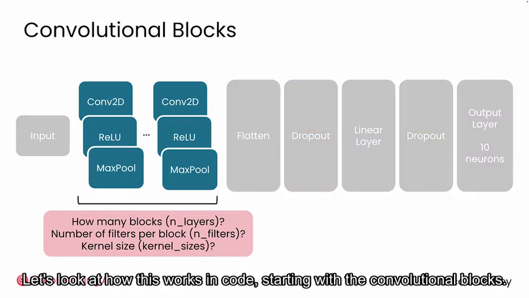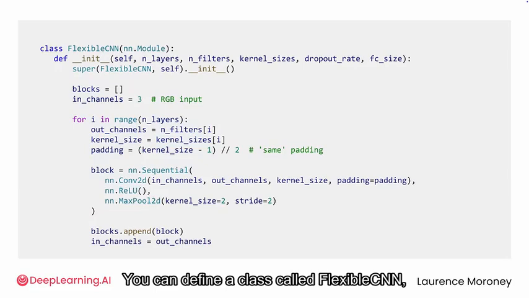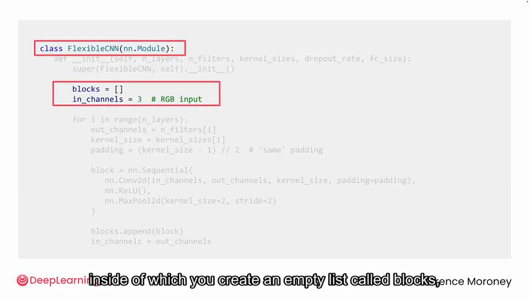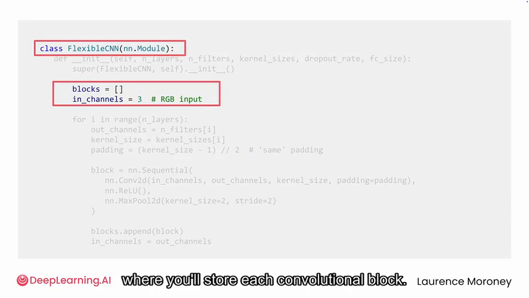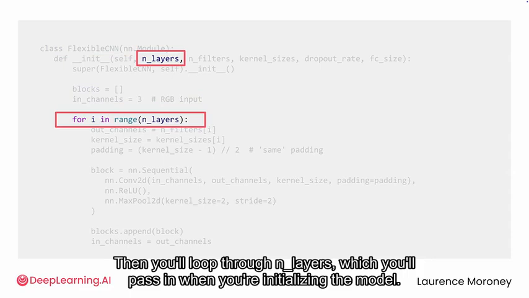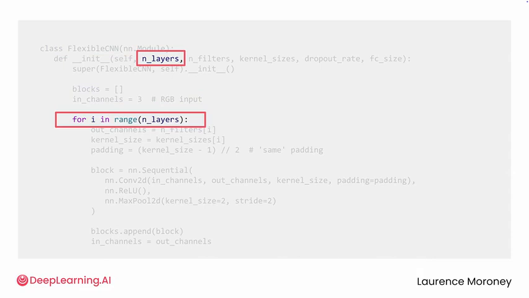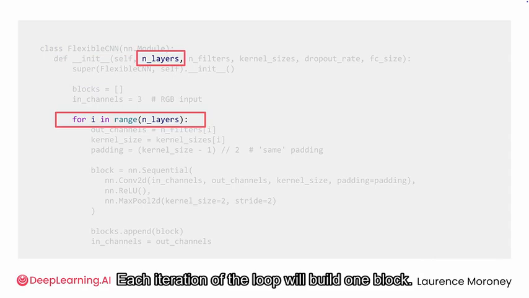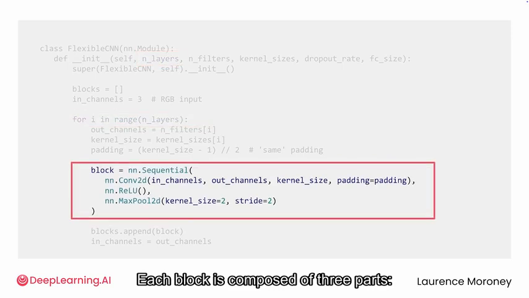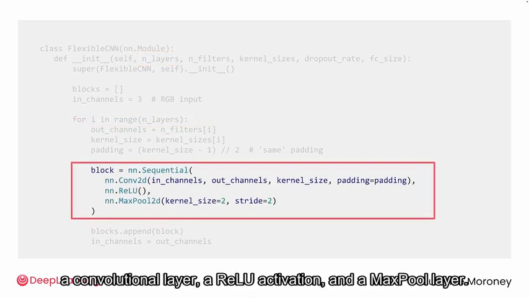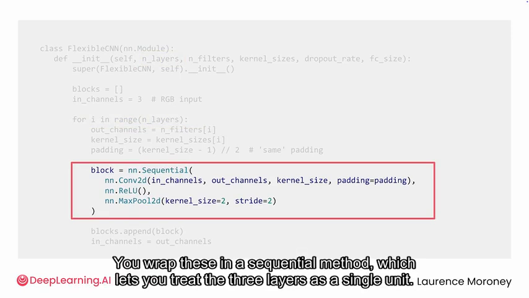Let's look at how this works in code, starting with the convolutional blocks. You can define a class called FlexibleCNN, inside of which you create an empty list called blocks, where you'll store each convolutional block. Then you'll loop through n_layers, which you'll pass in when you're initializing the model. Each iteration of the loop will build one block. Each block is composed of 3 parts: a convolutional layer, a ReLU activation, and a max pool layer. You wrap these in a sequential method, which lets you treat the 3 layers as a single unit.